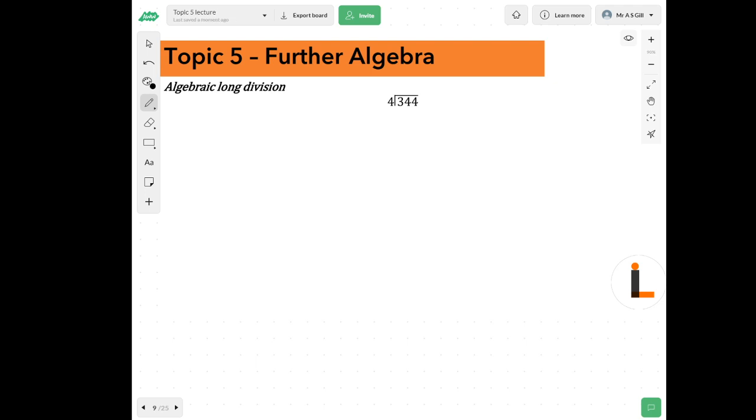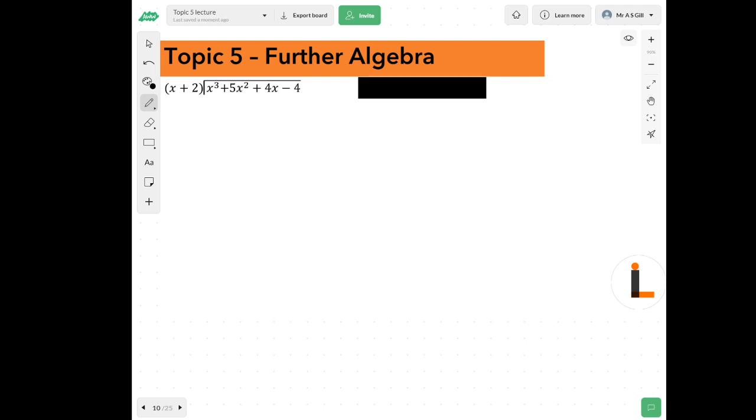So polynomial long division or algebraic long division, I just want to draw some parallels here with normal long division. So with normal long division, what we're going to say is, well, how many times does 4 go into 3? Well, that's going to be 0. And then we're going to say, well, how many times does 4 go into 34? That's going to be 8 times. 8 times 4 is 32. 34 take away 32 is 2, and then we're going to bring the 4 down. And then we would carry on solving like this, right? So we get 24. How many times does 4 go into 24? And so on and so on.